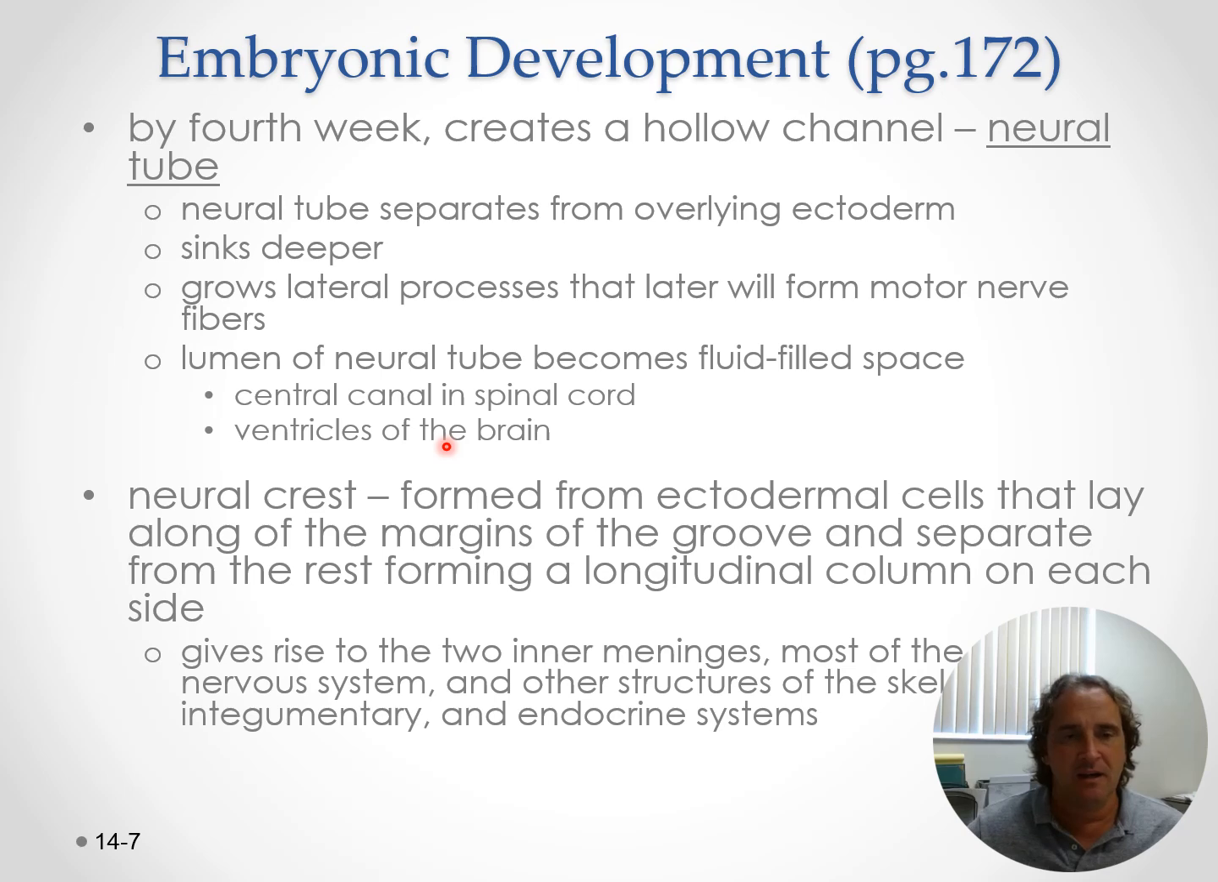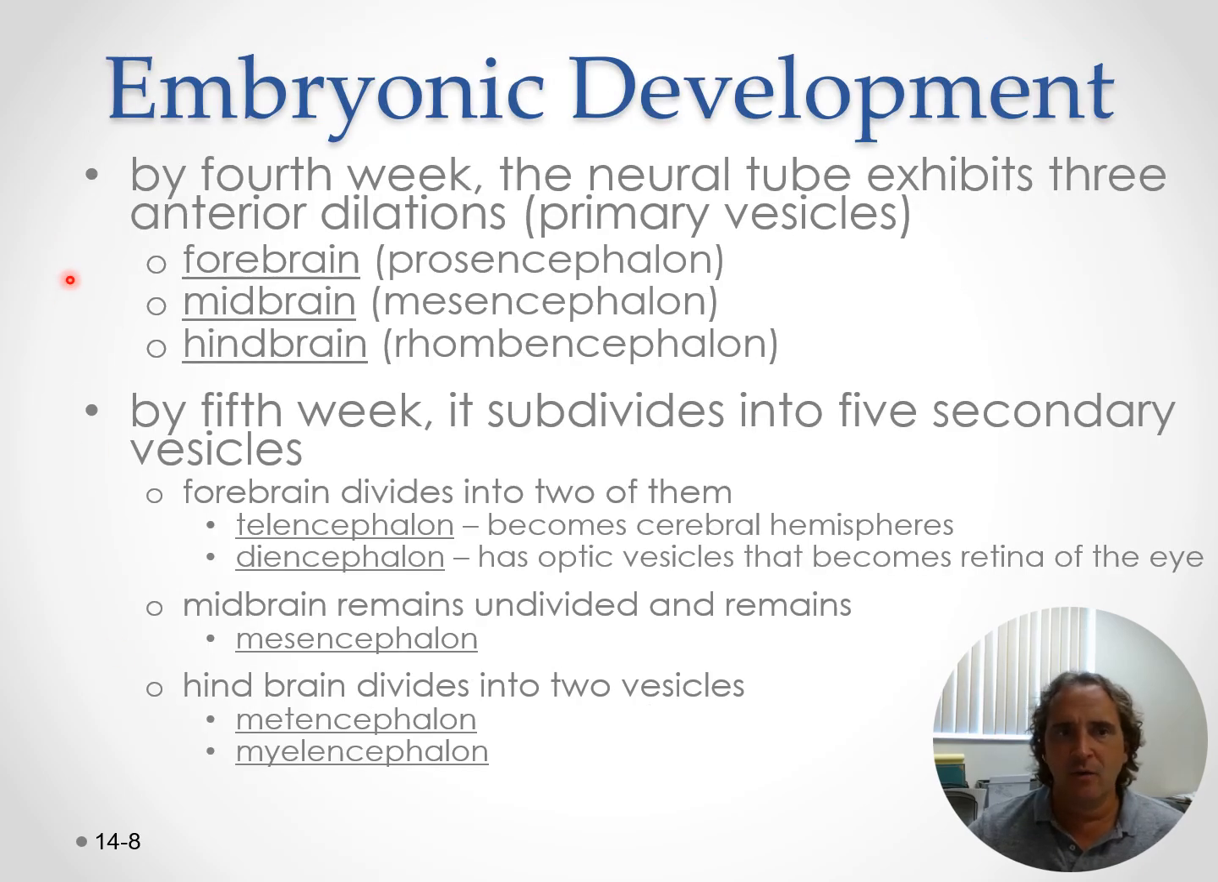But you think, just by a little tube, this is going to be the beginning structure of all the neurons and nervous tissue. Eventually, you're going to have a neural crest that's going to form from ectodermal cells that lie along the margin of the groove and then separate from the rest, a longitudinal column on each side. Pretty much all that is happening is that these processes are coming out. This is how we're going to give rise to all the different other systems in our body, like the nervous system, skeletal system, skin, and the endocrine system. And that was kind of a quick look at it.